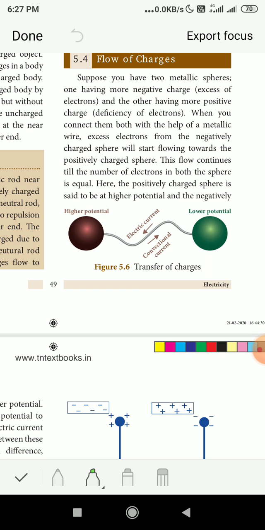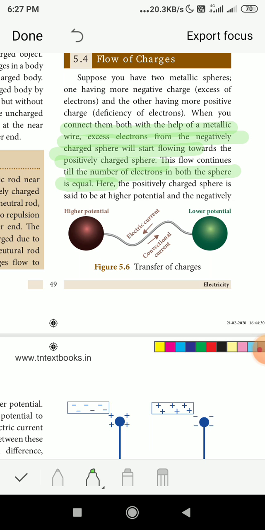When you connect two metallic spheres with a wire, what will happen? Excess electrons from the negatively charged sphere will start flowing towards the positively charged sphere. Imagine one sphere is full of negative charge and the other sphere is full of positive charge. So from the sphere having more negative charge, electrons will flow towards the positively charged sphere. This flow will continue until both spheres become equal or stable.